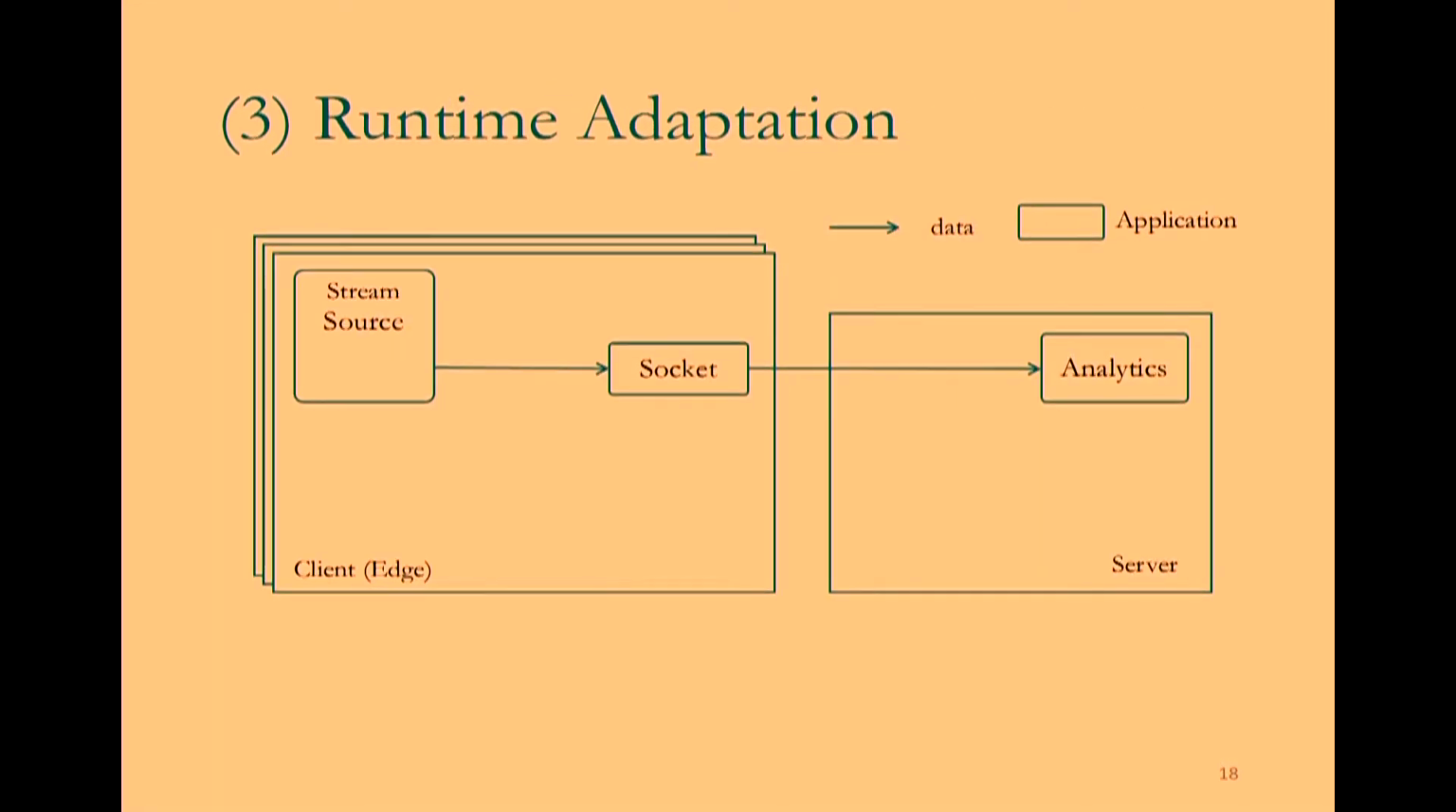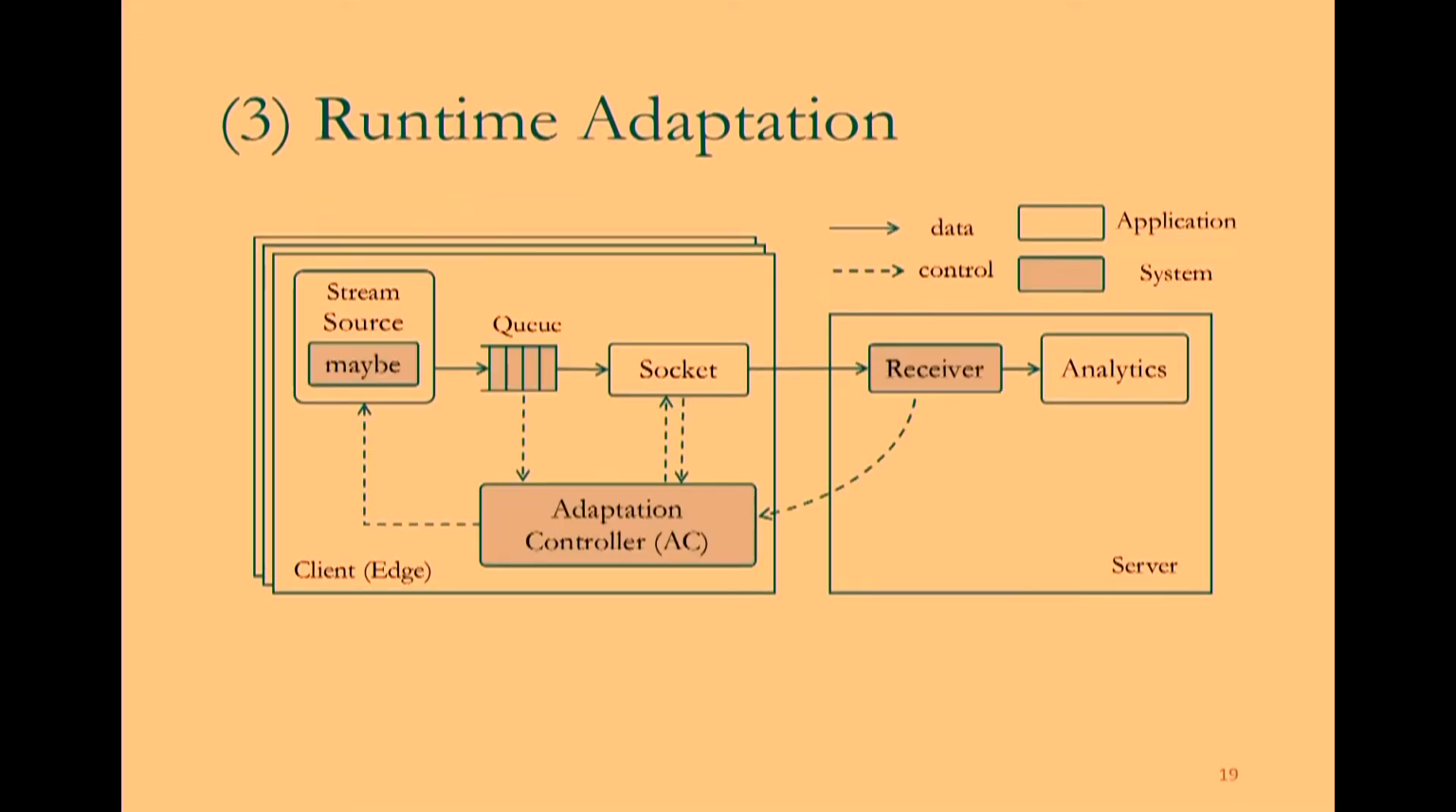Now, once this profile has been learned, once you have learned how every configuration affects the accuracy and how much bandwidth it uses, it can be applied at runtime. So originally, the applications simply transmit data from the source to the server and perform analytics. With AWStream, this is augmented with control flows and system components that perform a feedback control. So the adaptation controller monitors the local queue length and the congestion signals that it receives from this receiver, and it then controls the level of adaptation or the degradation using the maybe operators to better match the available bandwidth.